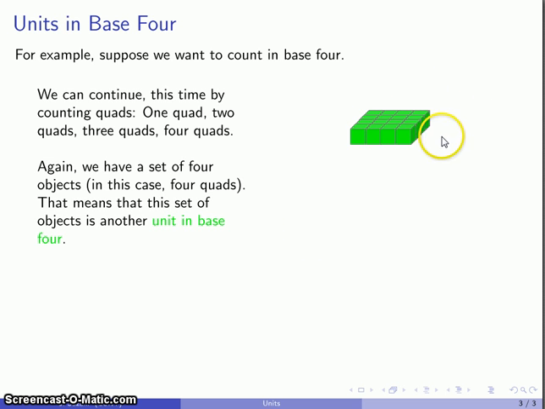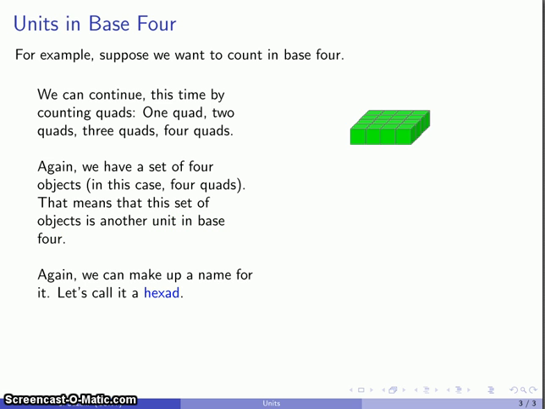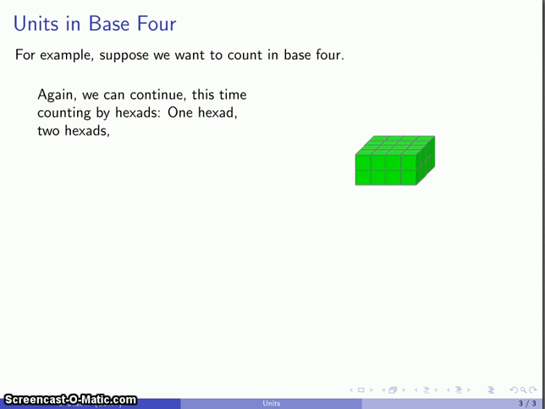So this set of objects is a unit in base 4, and again, I can continue to count by taking groups of this. I can make up a name for it, and for no reason other than it sounds good, we'll call it a hexad. It doesn't make a difference. The names are not important. What is important is that it consists of 4 things. So now I can count by these units. I'll take 1 of them, 2 of them, 3 of them, and 4 of them.